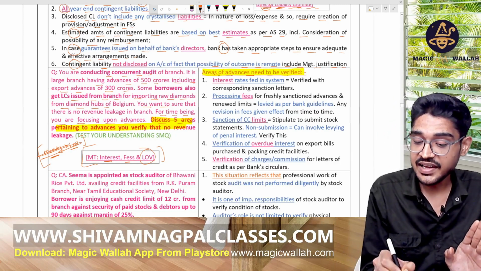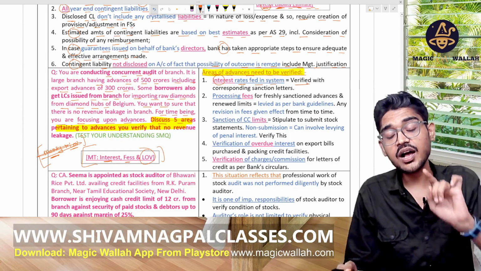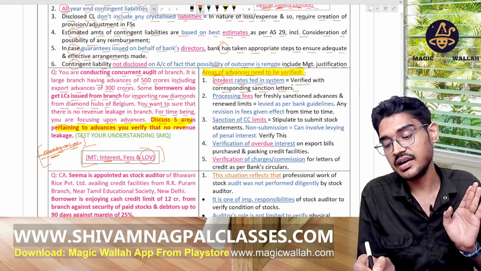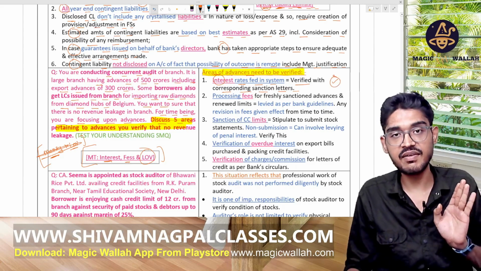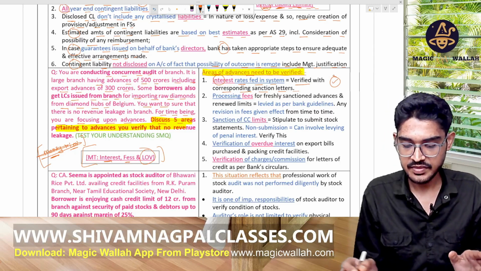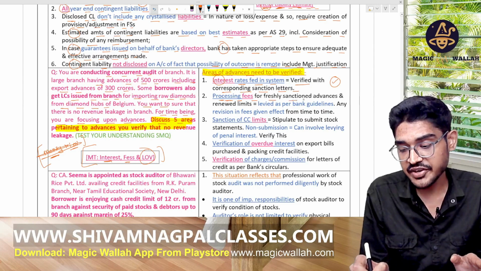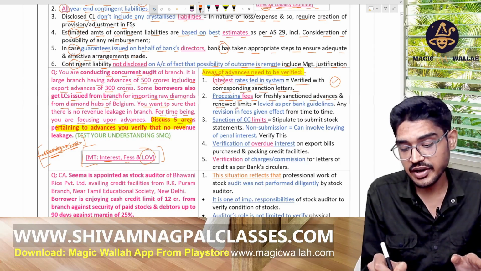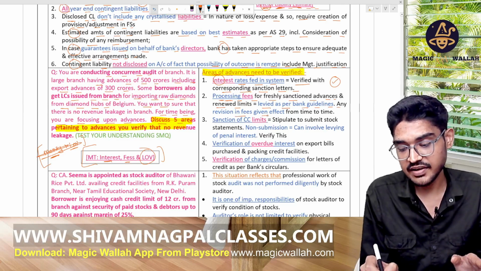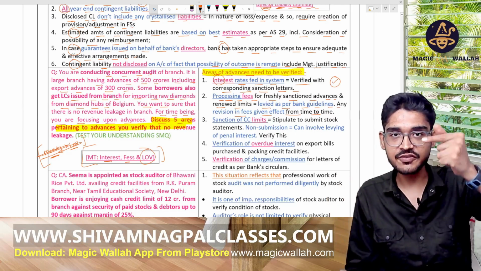First, the interest rate applied in the system is verified with the corresponding sanction letter. That can change from time to time. Check the rate properly that is applied here. Otherwise, there is revenue leakage. Okay, interest is done. Then fees. By fees we mean processing fees for freshly sanctioned advances and renewed limits, levied as per the bank guidelines, and any revision in fees given effect from time to time. Otherwise, there is leakage of income for the bank. So interest, fees, plus love.